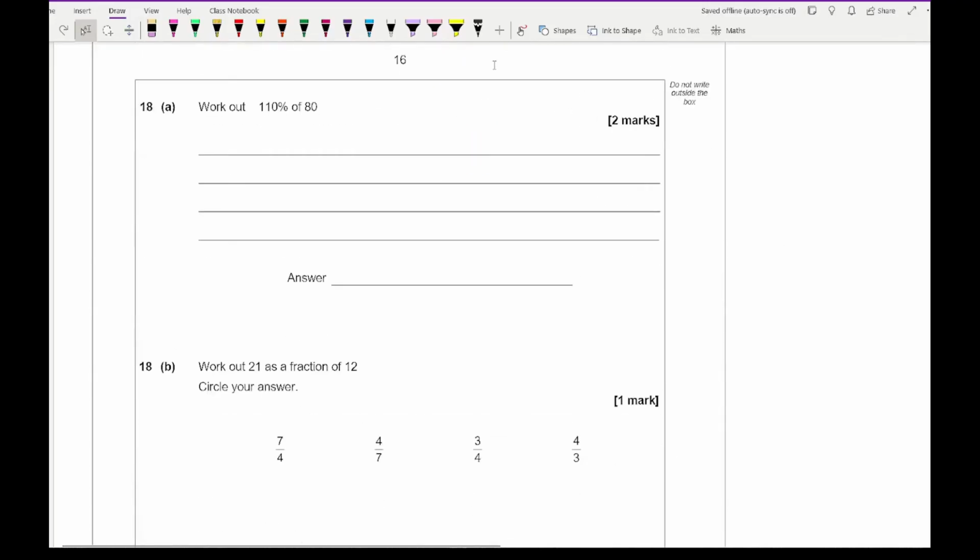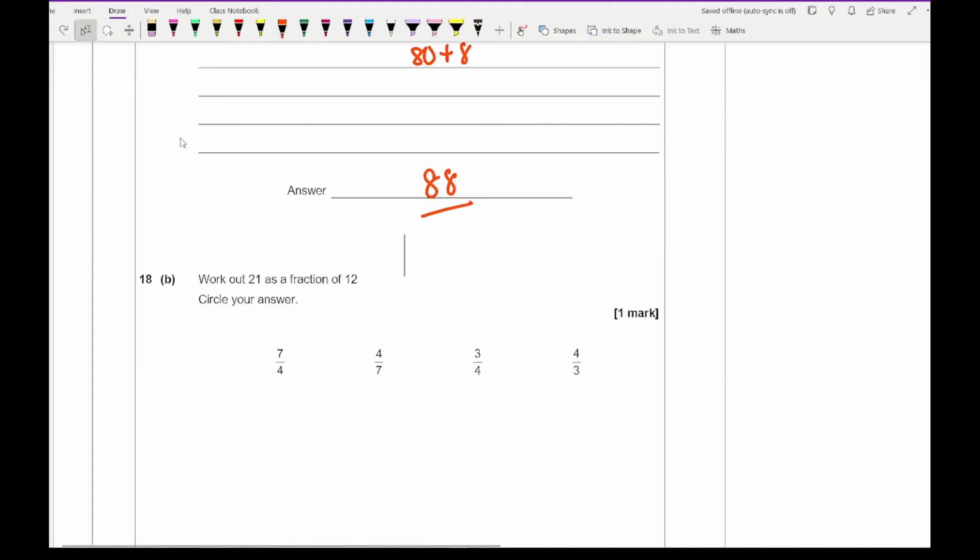Looking at question 18a, it says work out 110% of 80. Well, 10% equals 8. So then 110% is going to be 80 plus 8, which is 88. Then for B, it says work out 21 as a fraction of 12. Well, 21 over 12. Now, if we simplify the fraction, that then becomes 7 over 4, which is our first option.